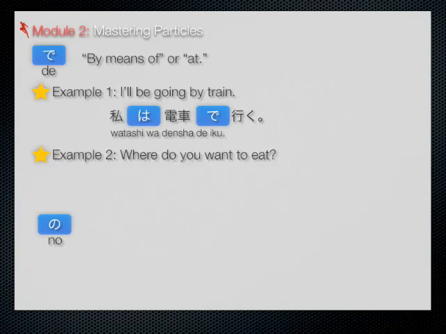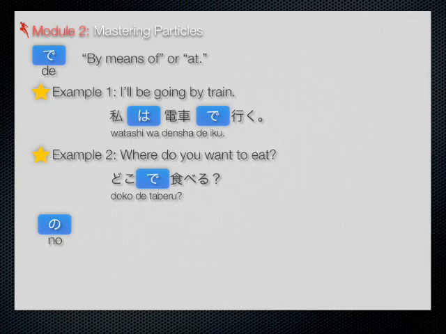Okay? So let's look at another example. Where do you want to eat? Although this doesn't explicitly have the word at in it, you can think of this sentence as being, where do you want to eat at, right? So this is a case where you also would use de, and this in Japanese is, doko de taberu? So doko is where, taberu is to eat. You would use de to string those two parts of the sentence together. Make sense?